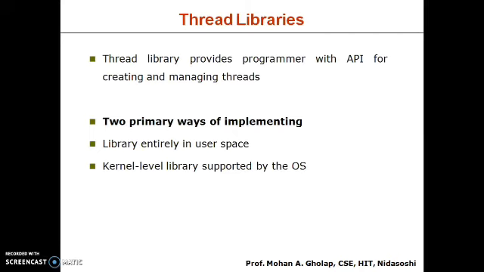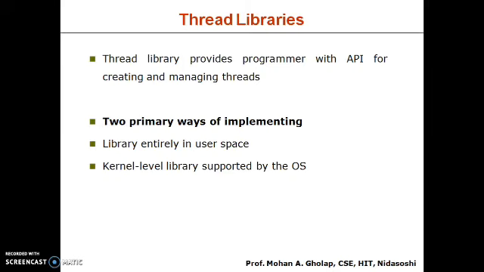So what does thread library mean? A thread library provides the programmer with APIs for creating and managing threads. Because we know that for creating and executing a process, we have system calls like fork and exec in Unix. In the same way, in order to deal with threads, we have thread libraries, and to use those thread libraries, your system is going to provide the APIs. So through these APIs, it is possible to create and manage threads.